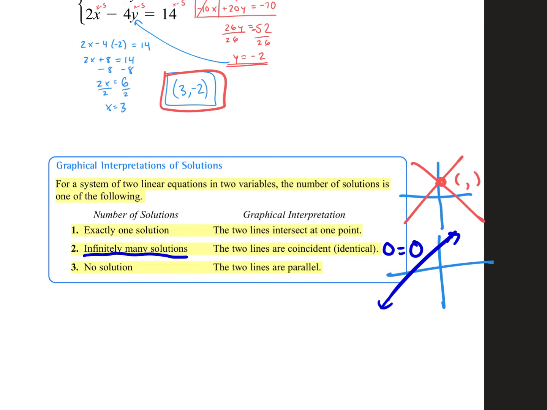And then we could also have no solution. So if the 2 lines are parallel, they're never going to intersect. So then there's no solution. So that's usually, we'll see it algebraically, like a number is equal to 0, or a number is equal to another number that's not it. This means that it's no solution.